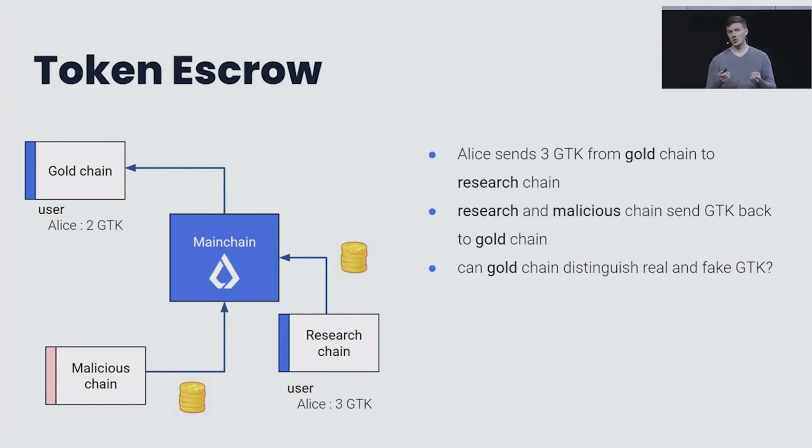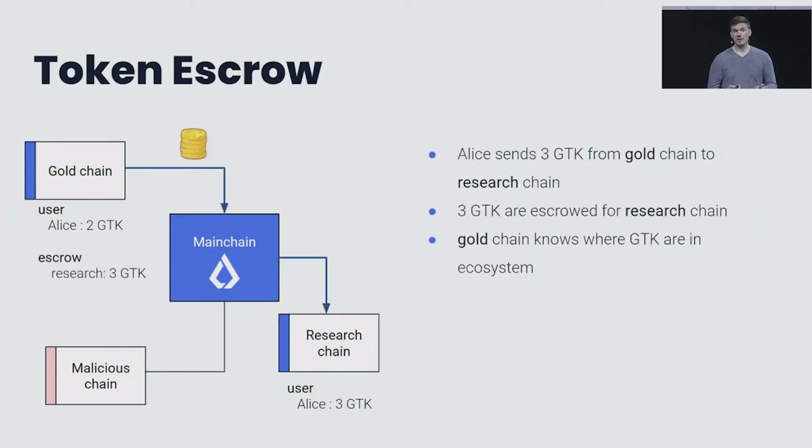The gold tokens coming from the gold chain are easy to distinguish because the gold chain is the native chain of the gold token. So we always assume that the native chain is honest in this regard. The solution for this is quite easy. The gold chain just needs to store where the different tokens have gone.